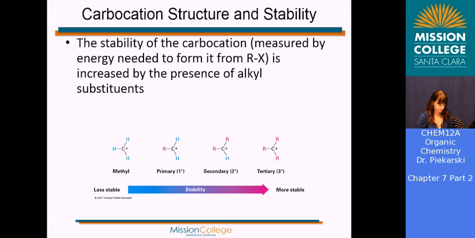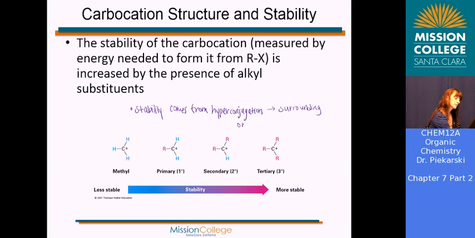And what is the reason for this? Well, part of it's due to hyperconjugation, like we talked about earlier when talking about the stability of the alkenes. That's why this chapter goes hand in hand with alkenes and carbocations. They're very similar to one another in their stability. Stability comes from hyperconjugation, which means that the surrounding orbitals help to stabilize the carbocation.